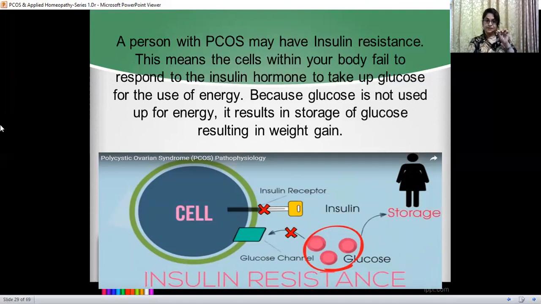A person with PCOS may have insulin resistance. This means the cells within your body fail to respond to insulin hormone to take up glucose for the use of energy. Because glucose is not used up for energy, it results in storage of glucose resulting in weight gain. So this is the cell. The insulin receptors are vanished, right? And glucose is not used. So it is fluctuating in blood and forming the weight gain.